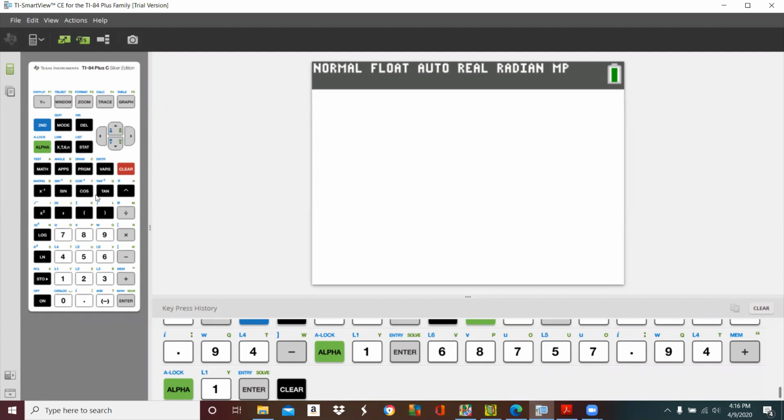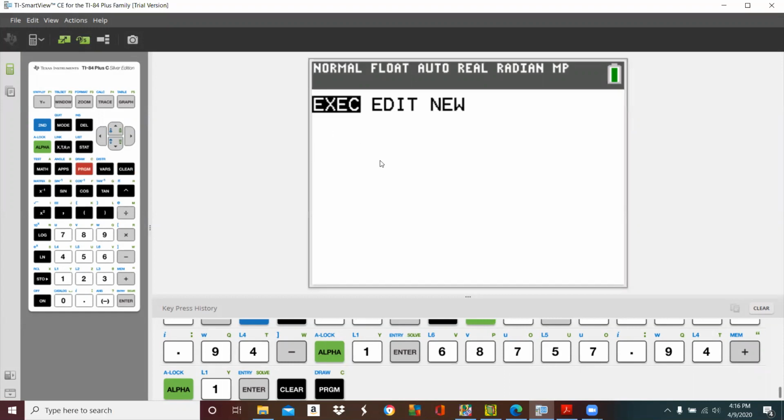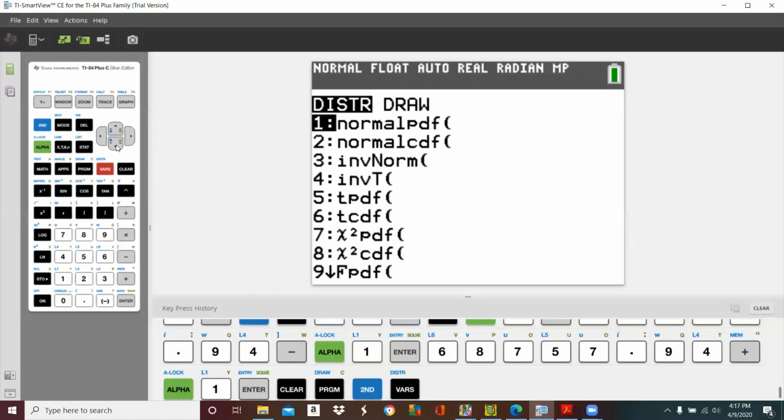Now, for those of you whose 83 calculators I have updated, you're going to find inverse T right here. I don't have it on this particular calculator, this one from Texas Instruments. This is not my calculator, this is theirs, so it doesn't have that program in there, but you should have it if I had updated your calculator. For everyone else who has an 84 calculator, you just hit second VARS, and to find the critical value, go down to inverse T, hit enter.